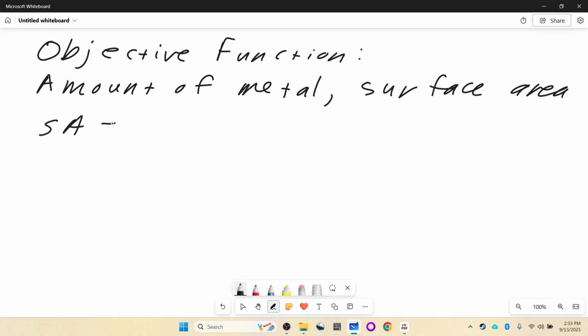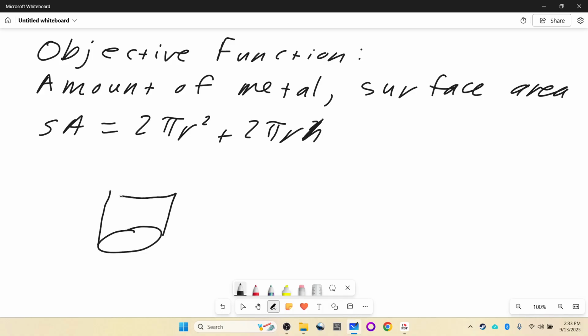Surface area is defined as 2 pi r squared plus 2 pi r h. You can see that if you were to imagine the can, the top is a circle, the bottom is a circle. Those are each pi r squared area. The rim is a little harder to see. What's its surface area? What you can do is you could take a can with a label, and if you were to peel the label off, you would see that it becomes a rectangle.